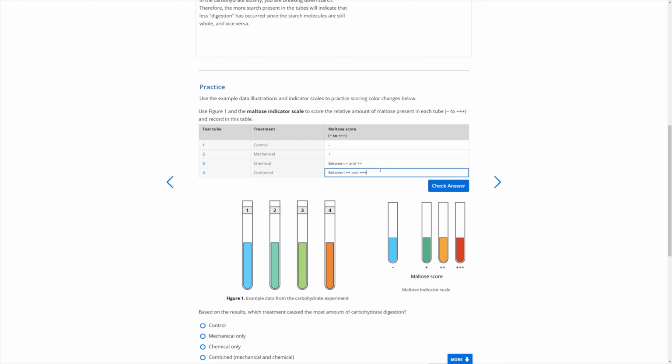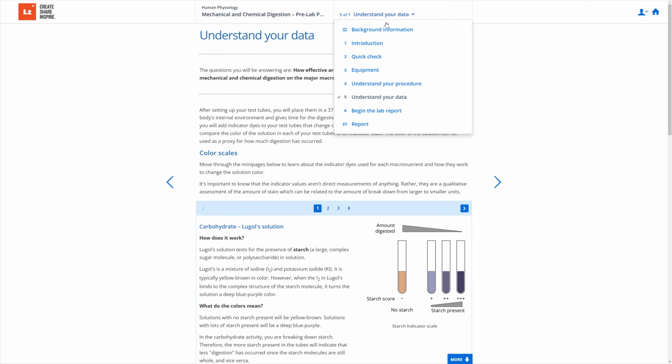The lab and pre-lab prep are ready to use, but can be completely customized to suit the needs of your classroom. We hope you check them out.